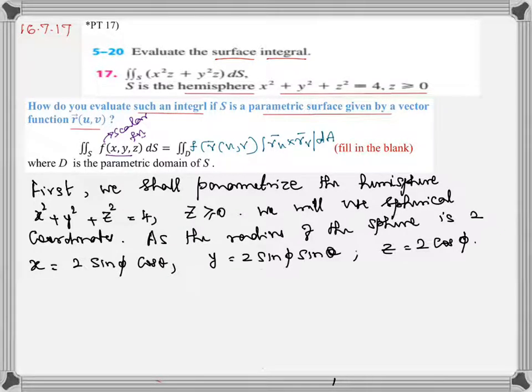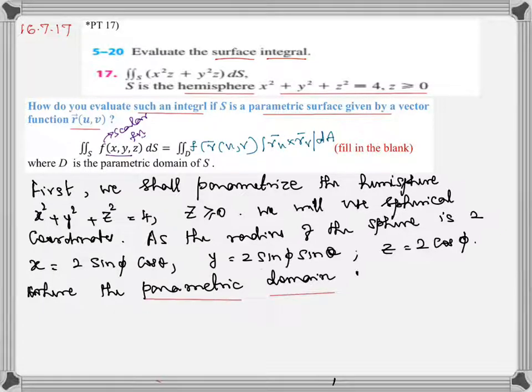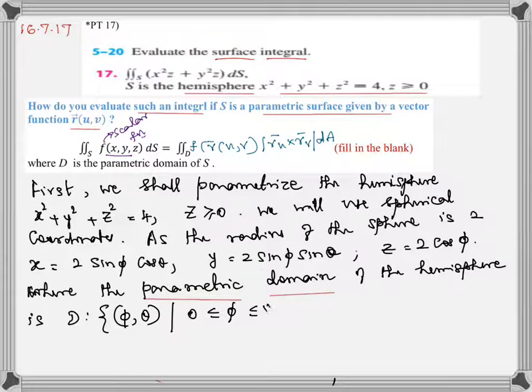Usually it is rho sine phi cosine theta, where rho is the radius of the sphere. Here rho is the radius of the sphere, which is 2 in this case, so we are replacing rho by 2, where the parametric domain will consist of the parameters phi and theta. It's D, all those phi, theta, where phi lies between 0 and pi by 2 because it's a hemisphere. So it goes only up to pi by 2 because z is greater than or equal to 0. So phi starts at 0, ends at pi by 2, and theta is just like polar coordinates, 0 through 2 pi.